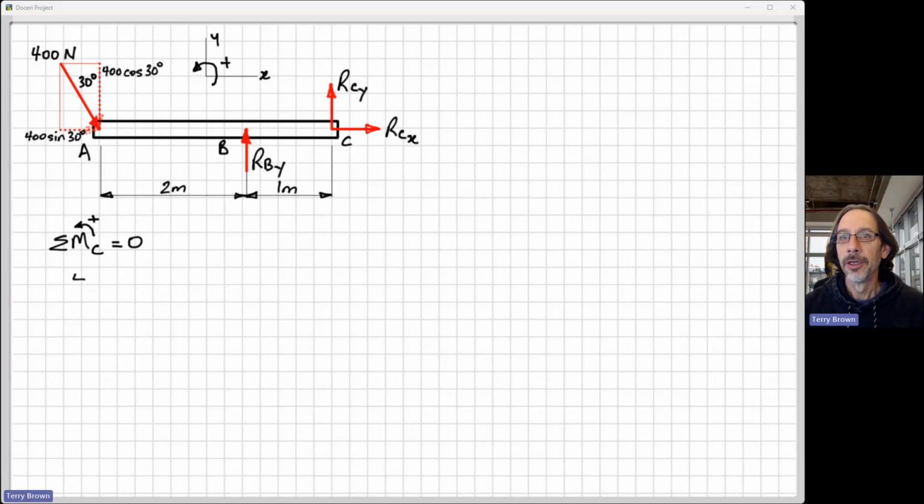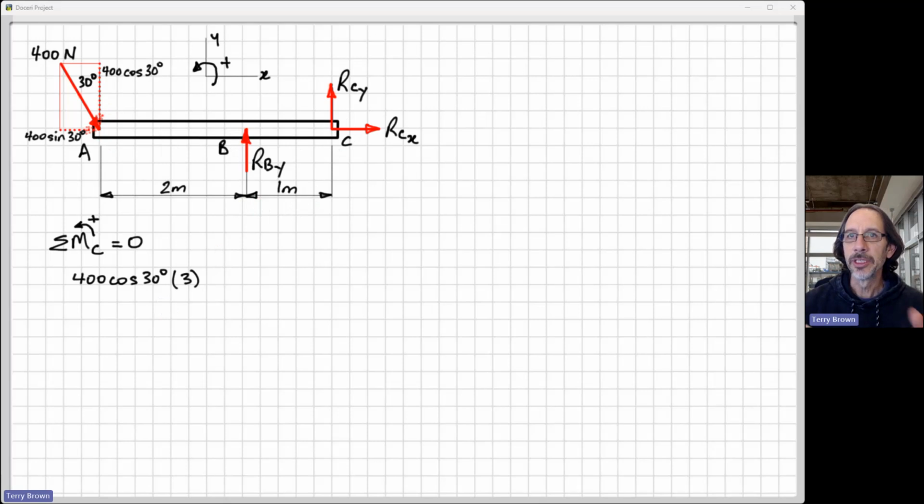Okay, so that's some maths out of the way. So now let's start to look at calculating the moments of the forces. So we've got the vertical component, 400 cos 30. Its perpendicular distance is the distance here from A across to C, and that is a total of 3 meters, so we can put that in.